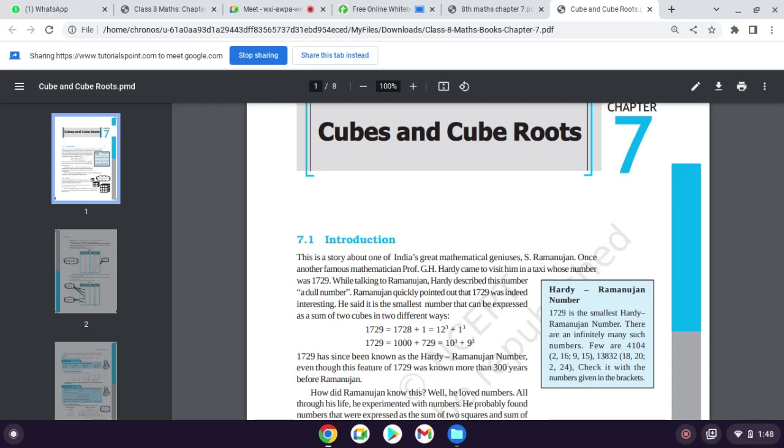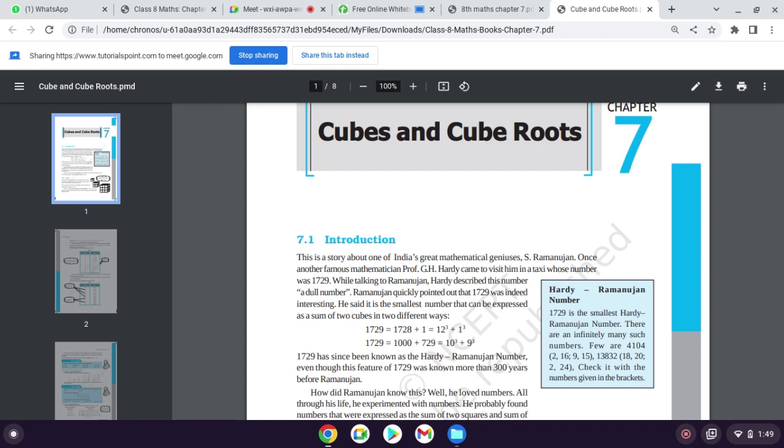Okay, we have to start the next chapter, cubes and then cube roots. Let's start with the introduction. This is a story about one of India's great mathematical geniuses, S. Ramanujan. Once another famous mathematician, Professor G.H. Hardy, came to visit him in a taxi whose number was 1729.